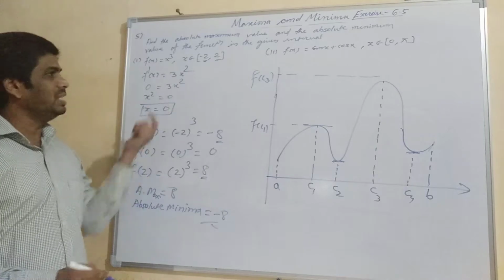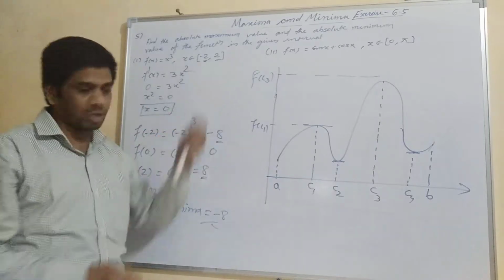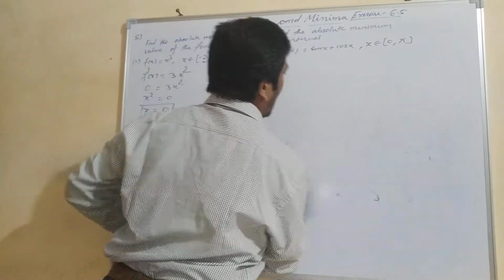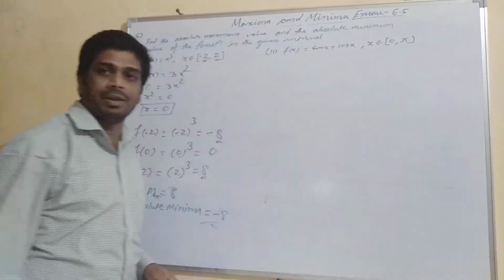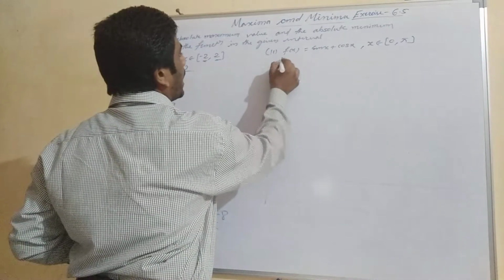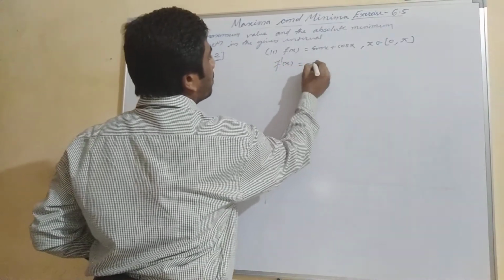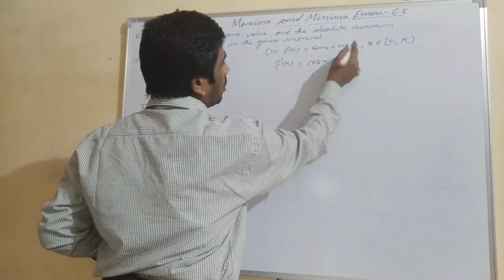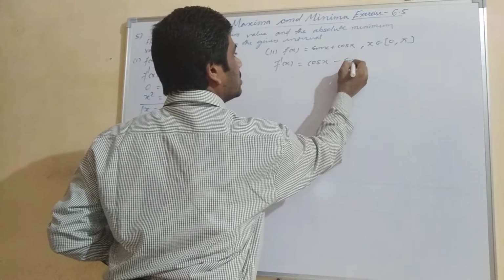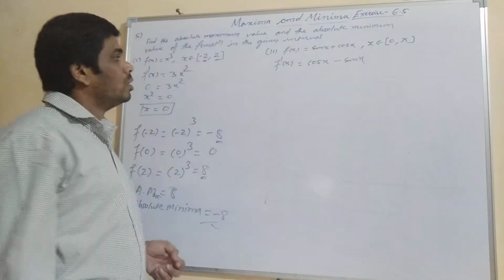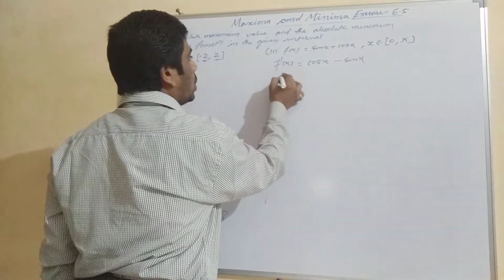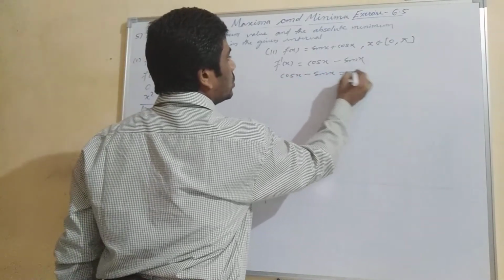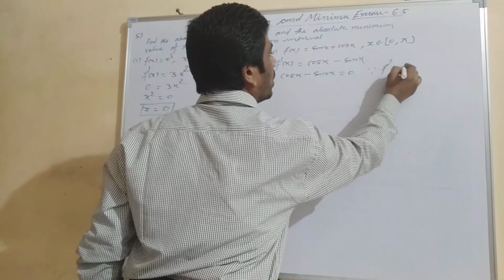Like that you can solve the other questions also. We will see that question too. In this second question, f(x) is given. First we will find the derivative. f'(x) will be the derivative of sin x, which is cos x, and the derivative of cos x, which is -sin x. Now we will compare with 0, so cos x - sin x = 0, since f'(x) = 0.